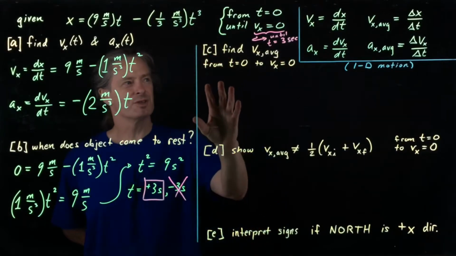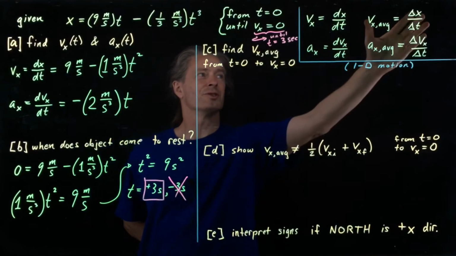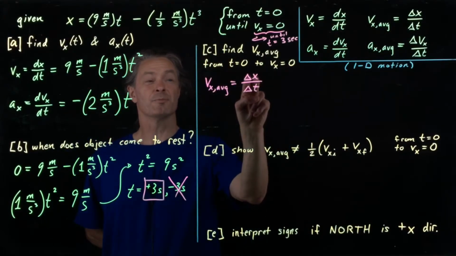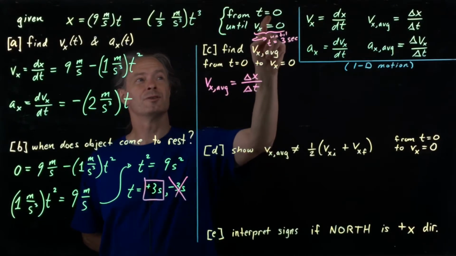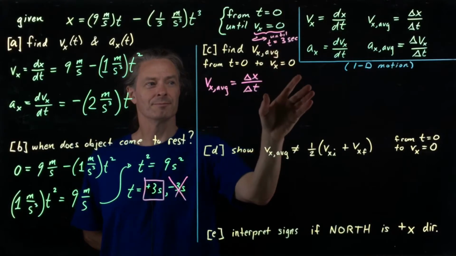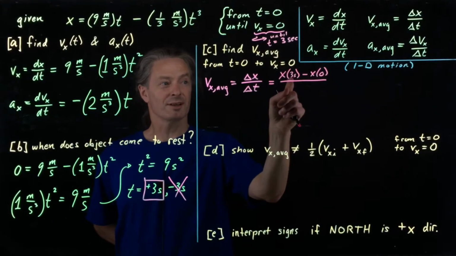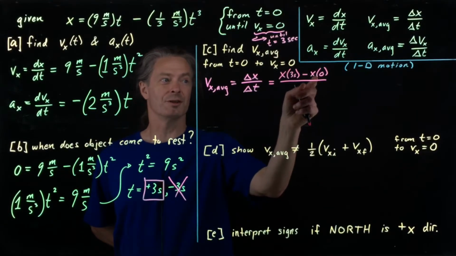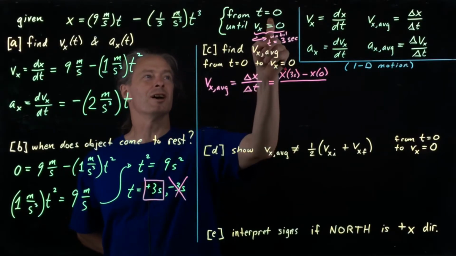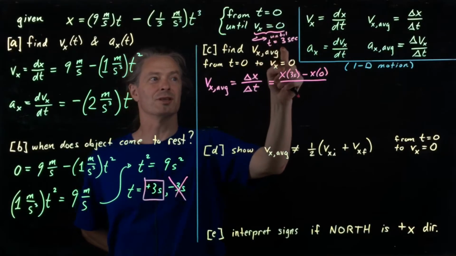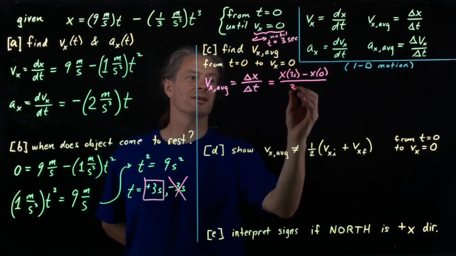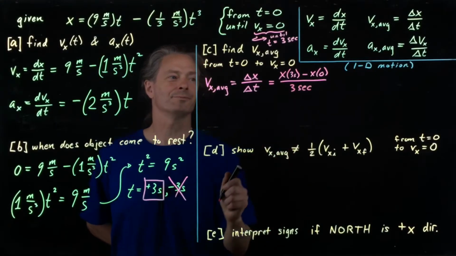To do that, we use the definition of the average velocity, which is the change in position over change in time, so I'll put that here. The change in position is the position at 3 seconds minus the position at 0 seconds. And the change in time is just from t equals 0 seconds to t equals 3 seconds. So we'll have 3 seconds minus 0 seconds gives us 3 seconds. And I'll just put that in here.